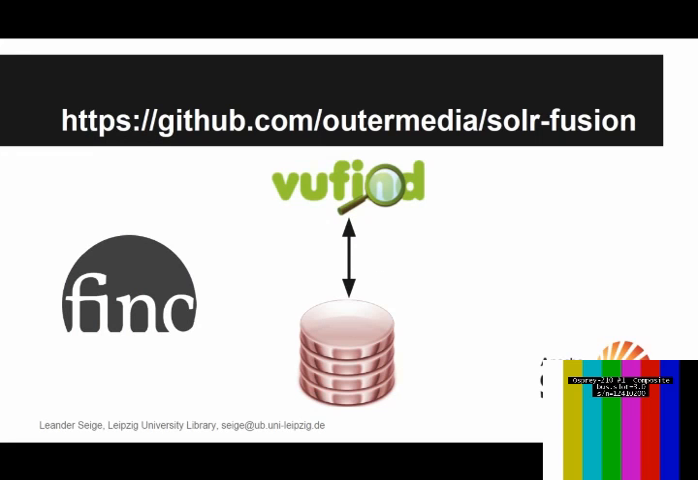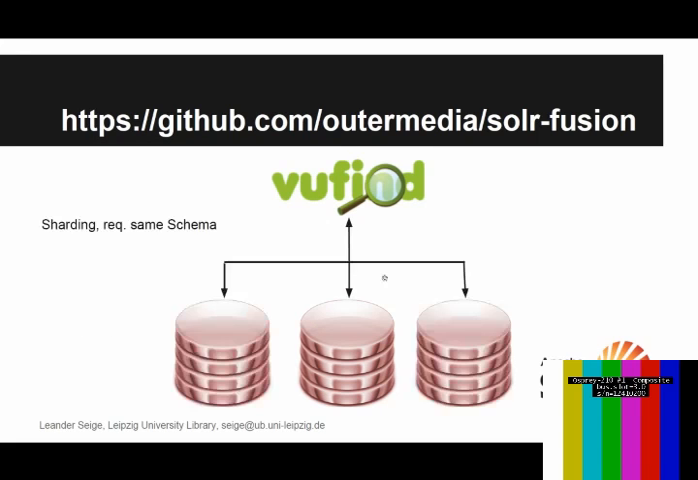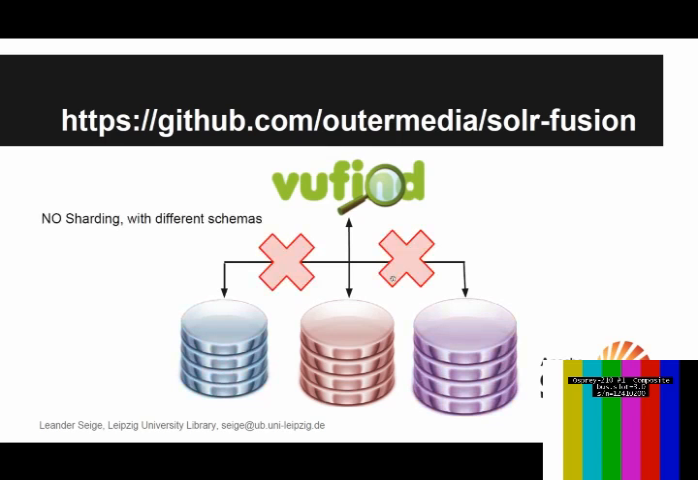Think is based on VuFind, which uses Apache Solr as search engine technology, and Apache Solr offers a mechanism called sharding, which allows spreading Solr queries across multiple indices, but this requires that all indices share the same schema. So if you have several Solr indices with different schemas, sharding will not be possible. That's why we try to develop a software that spreads queries across multiple indices and collects the results.